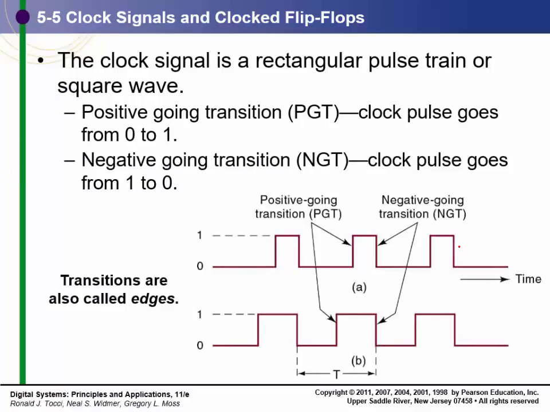A negative going transition goes from high to low. This particular author uses the terms positive going transition and negative going transition. 99% of engineers use the terms leading edge and trailing edge or falling edge. So these are the edges. That's when things happen in a synchronous system.